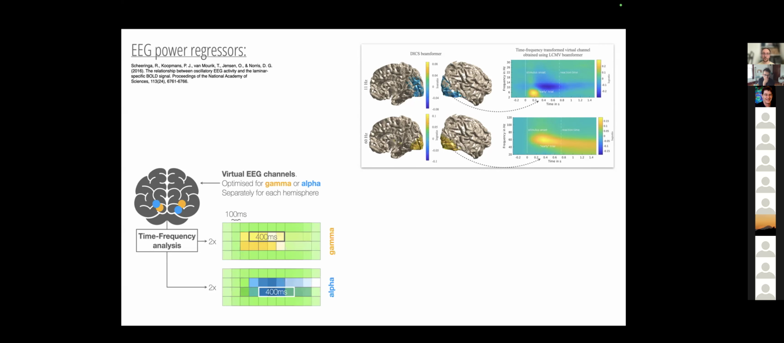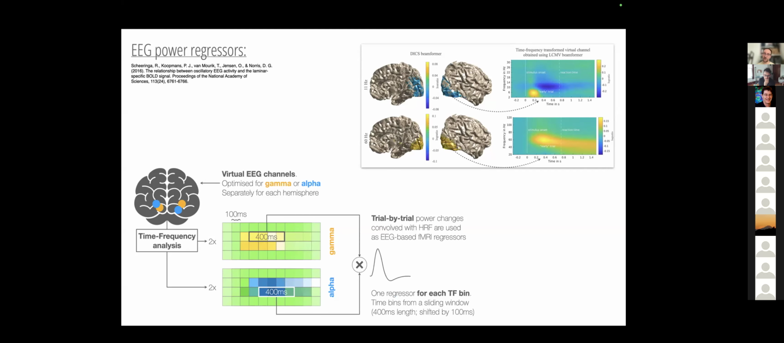What we then did is we have our time frequency resolved data for all of our channels. They are in bins of 100 milliseconds, and we would select 400 millisecond windows of this, where we then convolve the power change with the hemodynamic response function as built into SPM, which then gives us our EEG-based regressors. We z-scored the power values beforehand. But basically, this is how we derive the regressors, by convolving the power changes over trial with the hemodynamic response function.